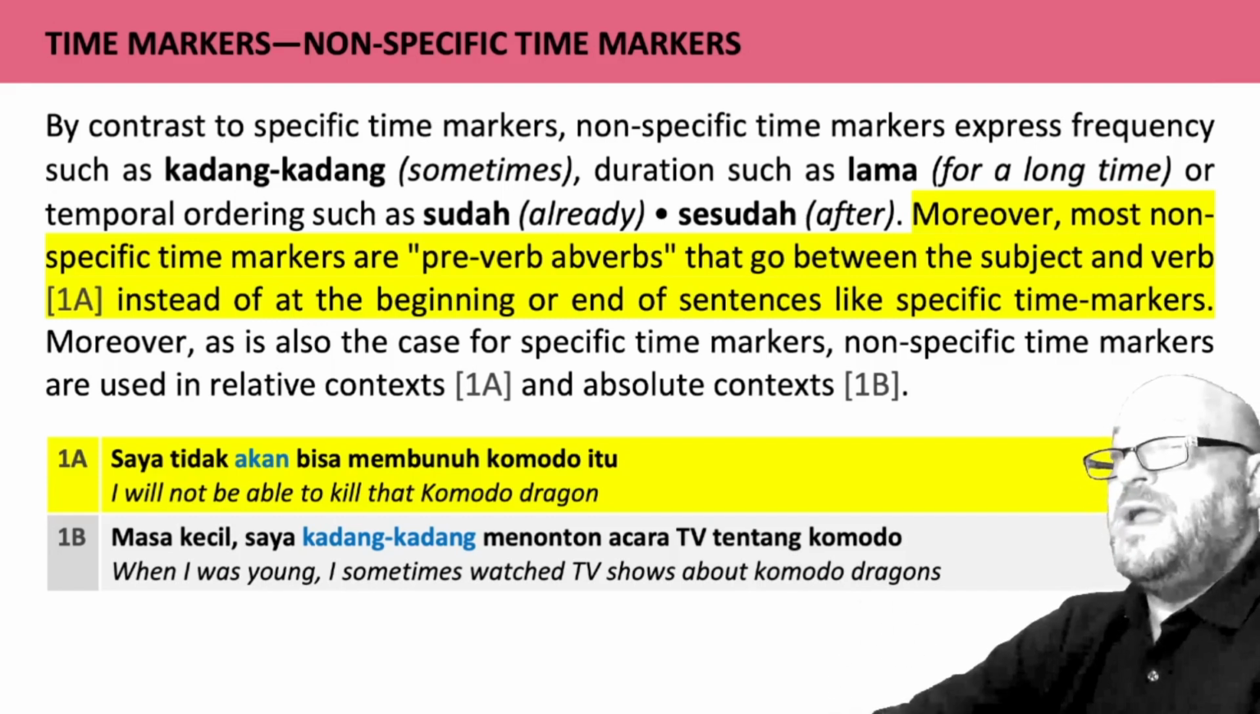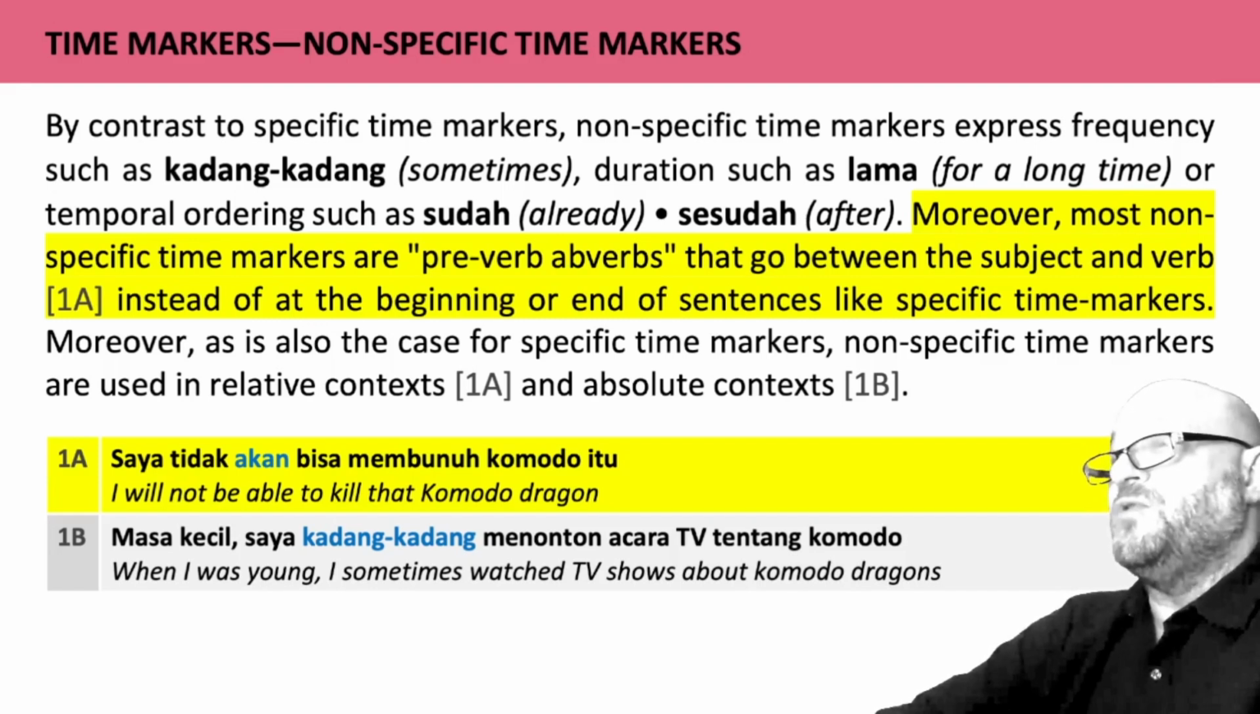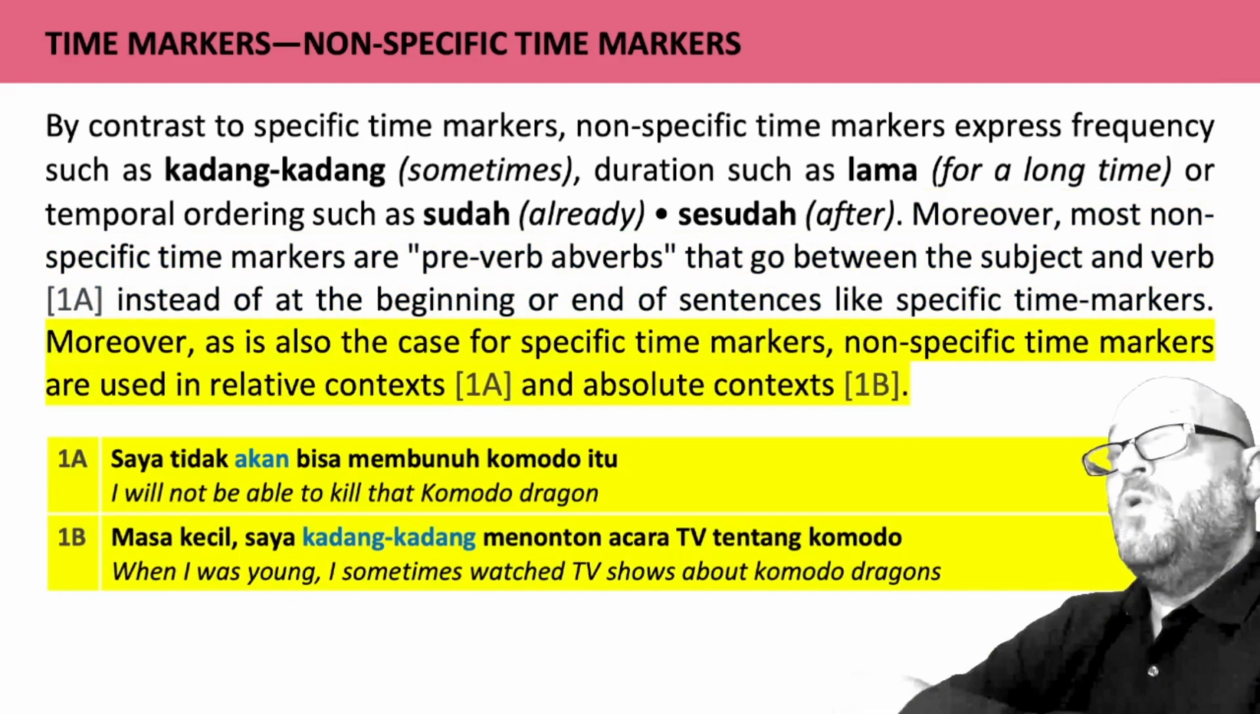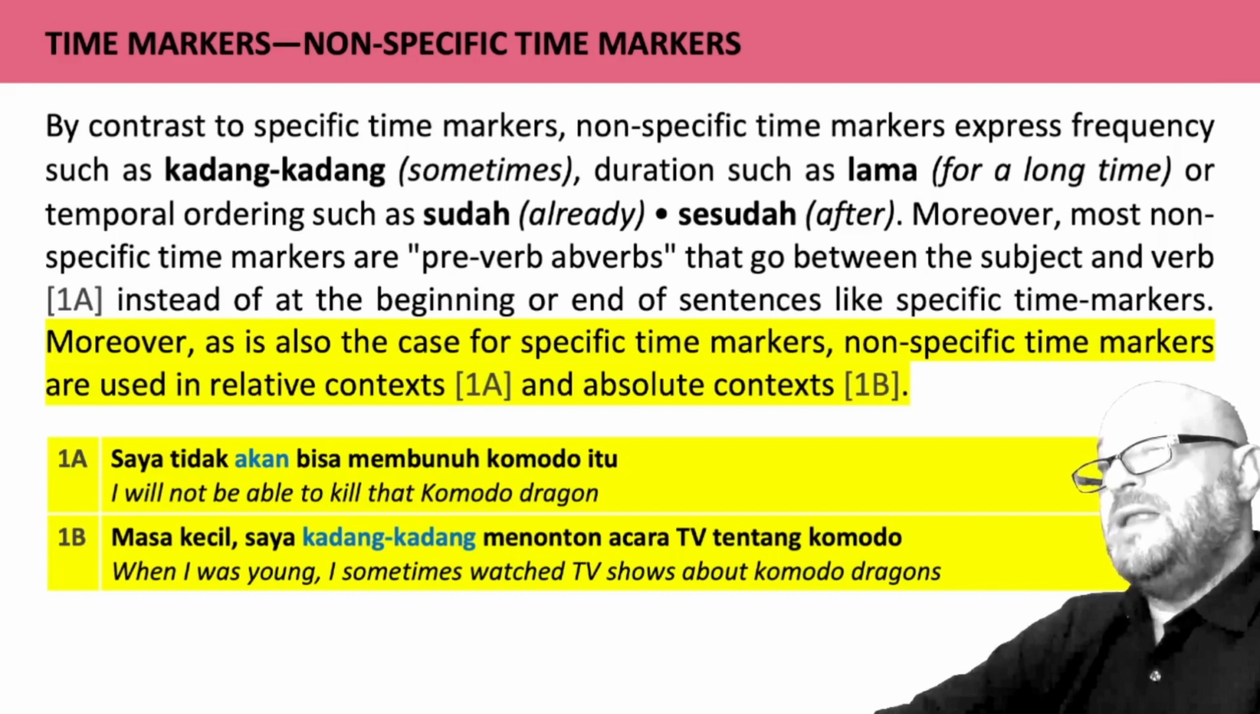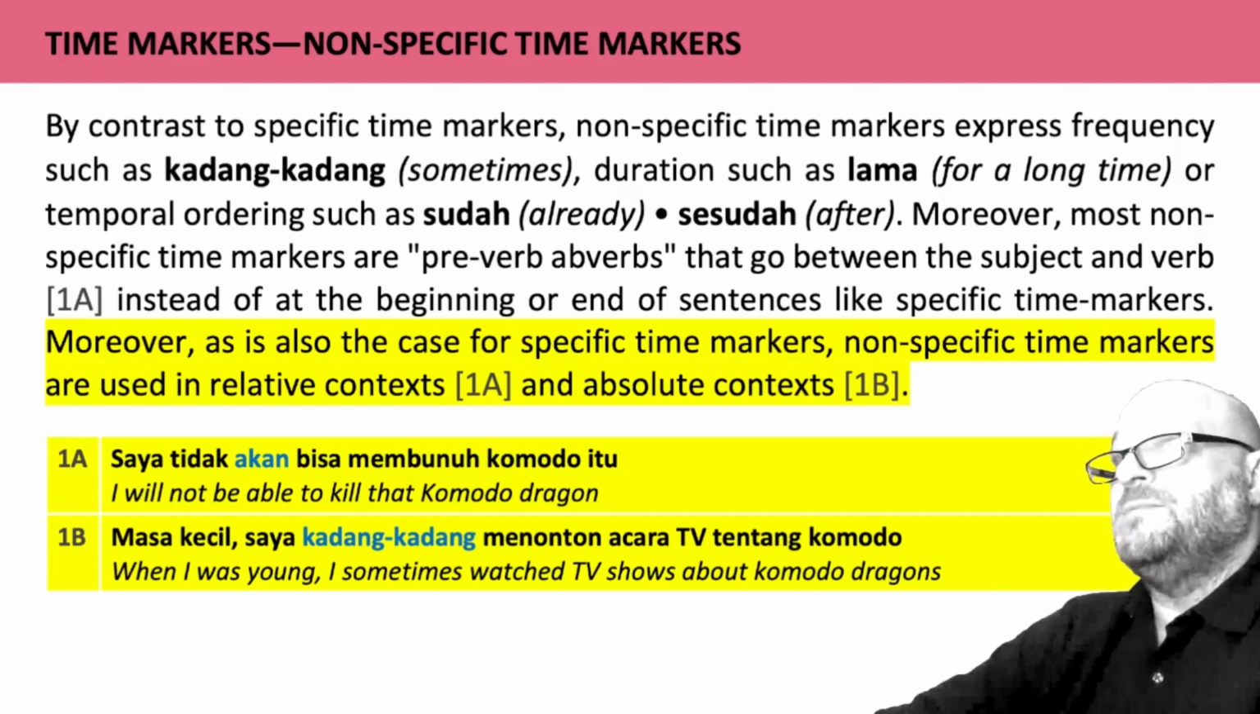In example 1a, saya tidak akan bisa membunuh Komodo itu. I will not be able to kill that Komodo dragon. Moreover, as is also the case for specific time markers, non-specific time markers are used in relative contexts and in absolute contexts. Example 1b, masa kecil saya kadang-kadang menonton acara tentang Komodo. When I was young, I sometimes watched TV shows about Komodo dragons.